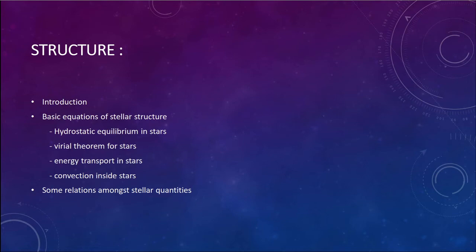So the structure of today's lecture would be: first we'll introduce what stellar astrophysics is and what you're going to study here. Next we'll look at the basic equations of stellar structure, and within that topic we'll see hydrostatic equilibrium in stars, the Fourier theorem for stars, energy transport, how it takes place in stars, and convection. And then after that we'll see the relation between the stellar quantities that we get in these equations.